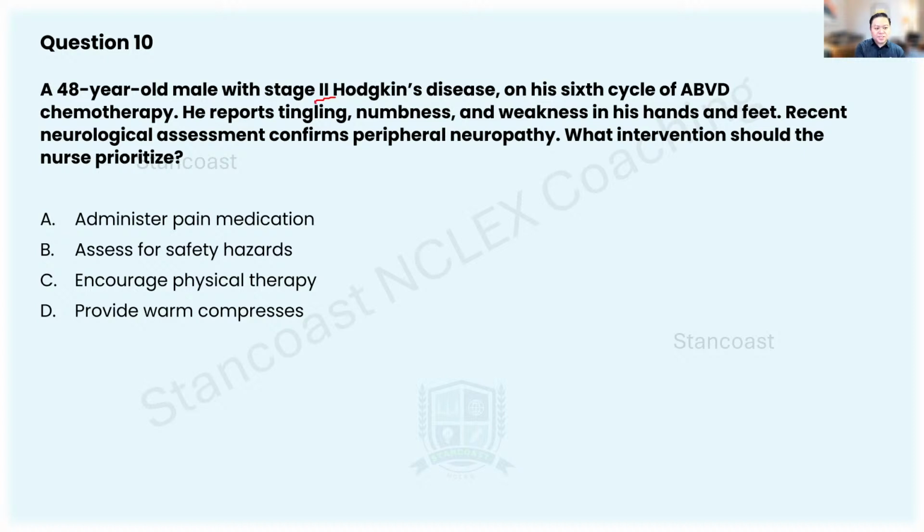Our patient, stage 2 Hodgkin disease, 6th cycle of ABVD chemo, has tingling, numbness, weakness in his hands and feet. Neurological assessment recently confirms peripheral neuropathy. What intervention should the nurse prioritize? Are you going to do A, administer pain medication? Let's take a look into the statement here or the scenario. Will the pain medication administration address the presenting manifestation? No. Really? Are you sure?